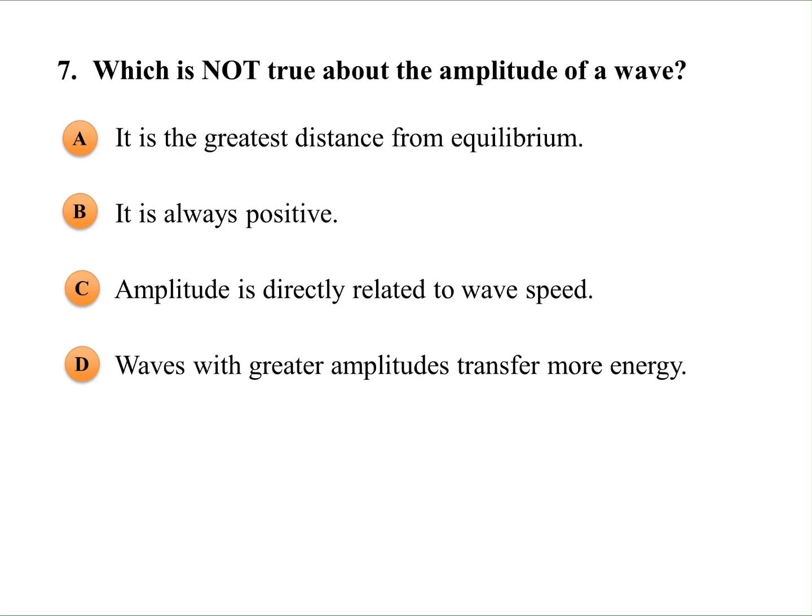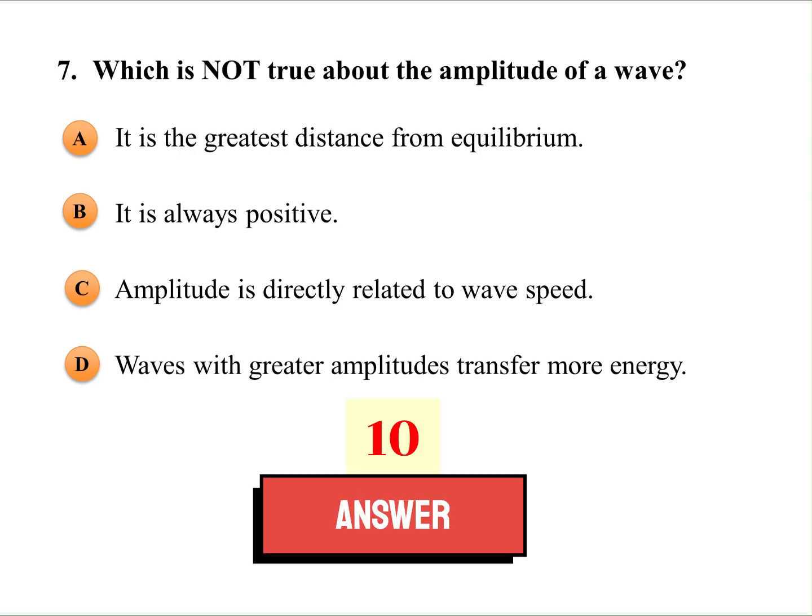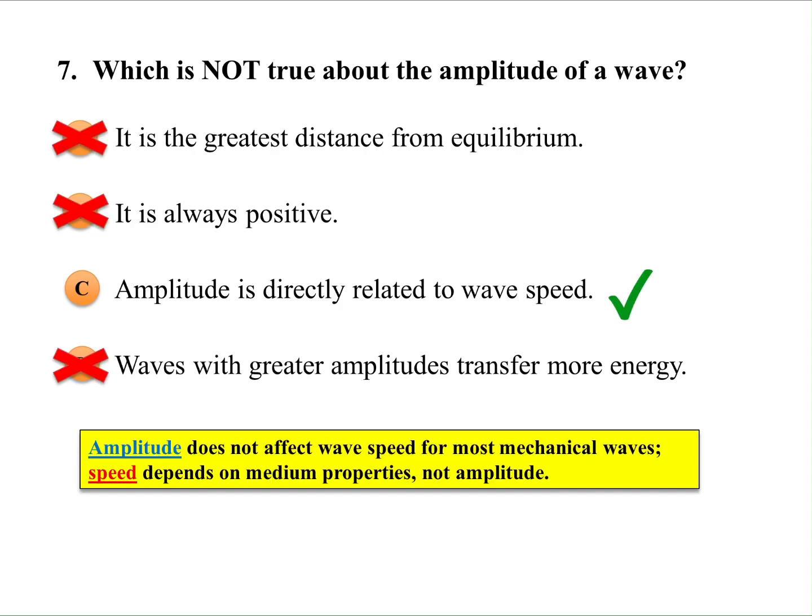Which is not true about the amplitude of a wave? The correct answer is C, because the amplitude does not affect the wave speed for most mechanical waves, and speed depends on the medium properties only, not the amplitude.